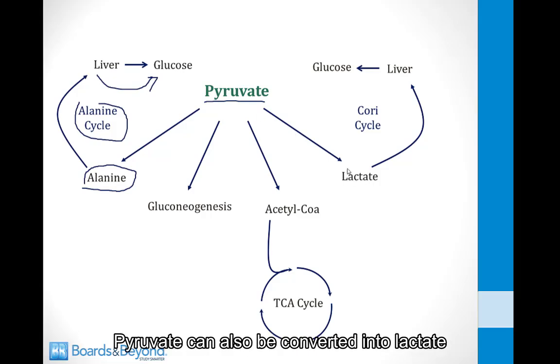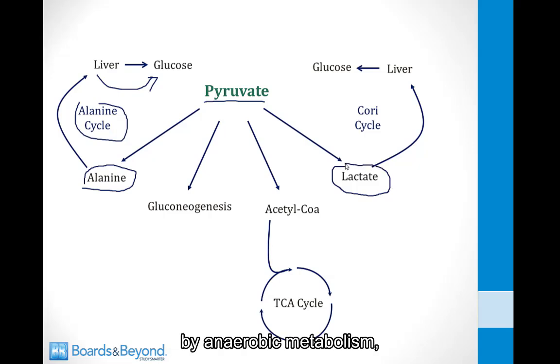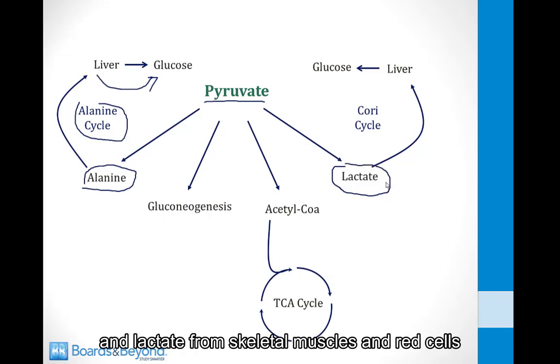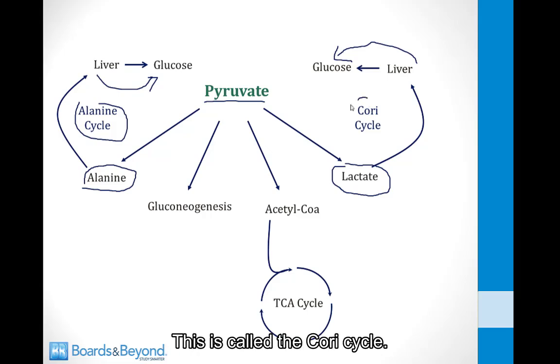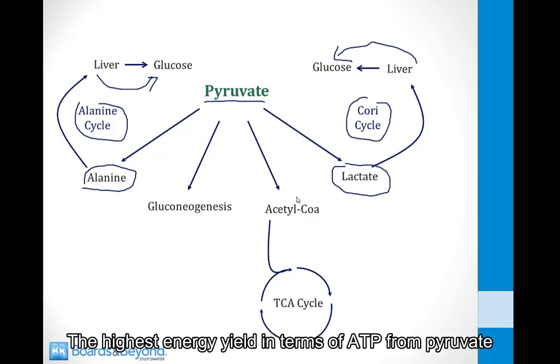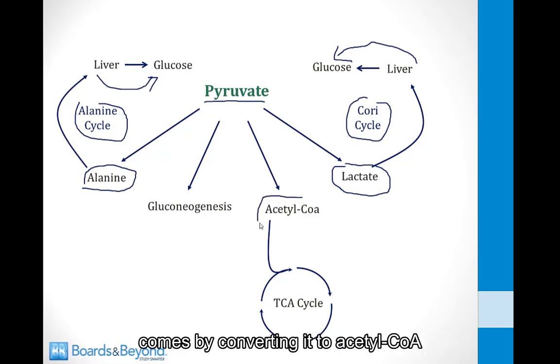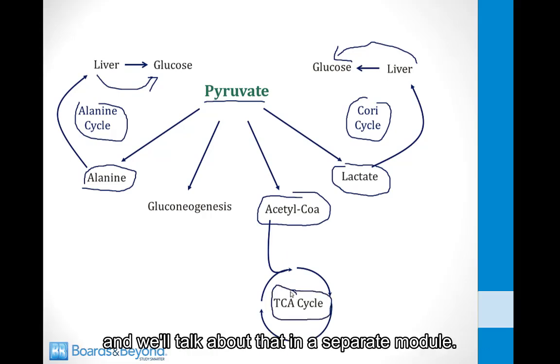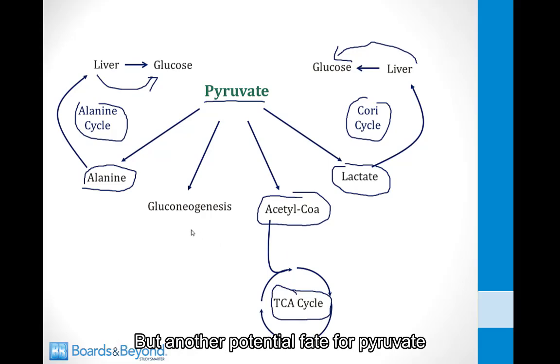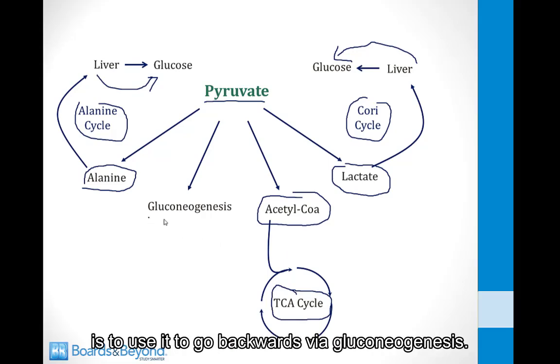Pyruvate can also be converted into lactate by anaerobic metabolism, and lactate from skeletal muscles and red cells can be secreted into the plasma and then it can go back to the liver where it's converted to glucose. This is called the Cori cycle. The highest energy yield in terms of ATP from pyruvate comes by converting it to acetyl-CoA and sending acetyl-CoA into the tricarboxylic acid cycle, and we'll talk about that in a separate module. But another potential fate for pyruvate is to use it to go backwards via gluconeogenesis.